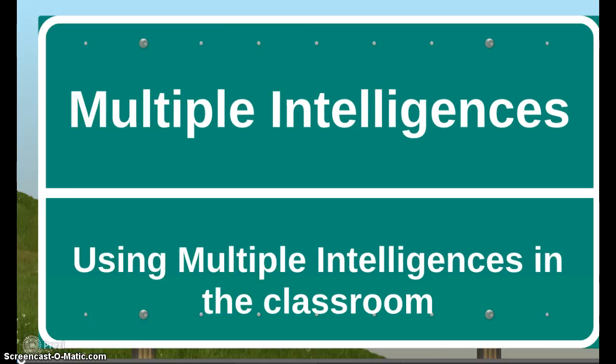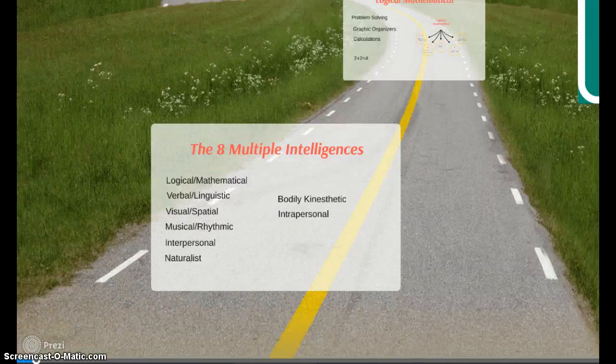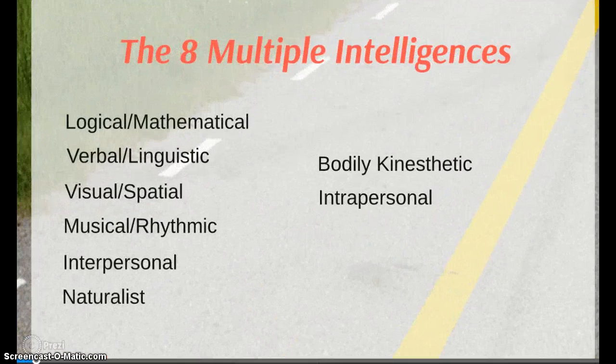So let's just begin here with the 8 multiple intelligences. Those 8 multiple intelligences are logical-mathematical, verbal-linguistic, visual-spatial, musical-rhythmic, interpersonal, naturalist, bodily-kinesthetic, and intrapersonal. Now, as I go along here, I'm going to go through each of these 8 intelligences, and as I go through, I'm going to share one quick method that they can be used for, in a class that you probably wouldn't think about using these intelligences in.